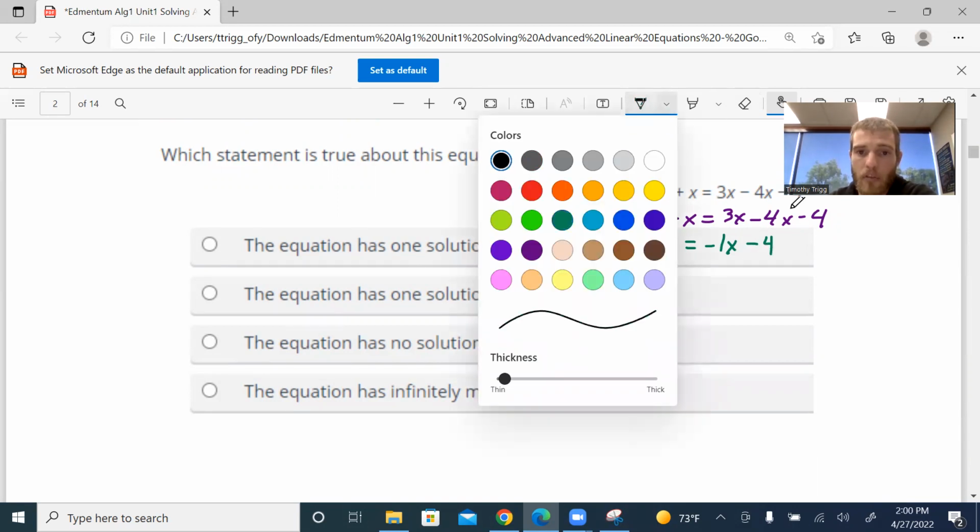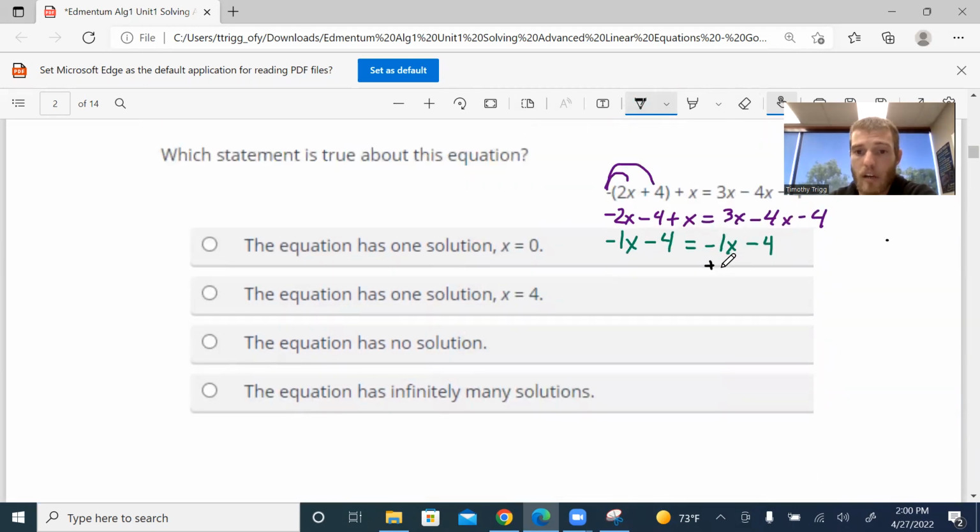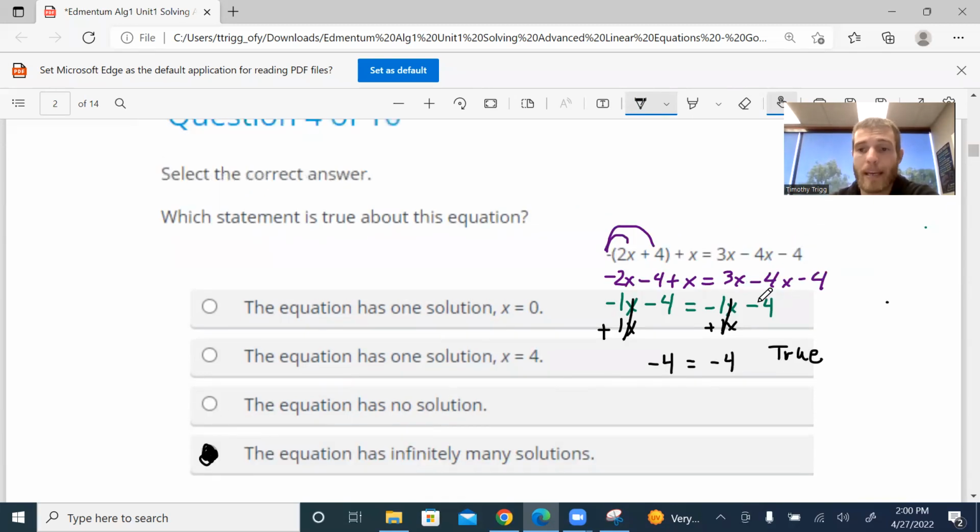Here we have x's on both sides of the equation. I don't like that. So I'm going to go ahead and add 1x here to cancel it. But of course, if I add 1x there, I have to add 1x on the other side as well. This gives us negative 4 equals negative 4. This is a true statement, isn't it? So if all our variables cancel and we're left with a true statement, then we have infinitely many solutions. In fact, you could pick any number and it would work for this equation.